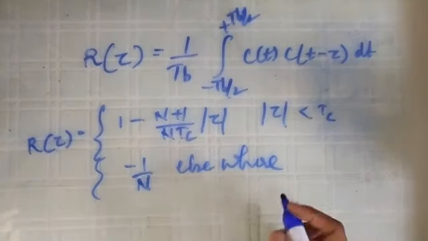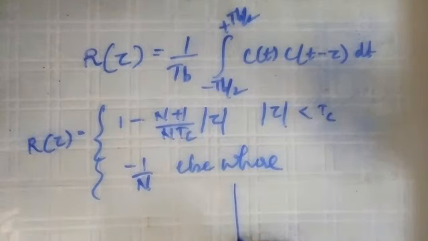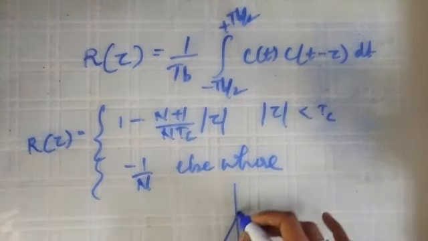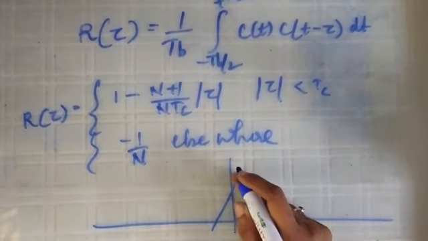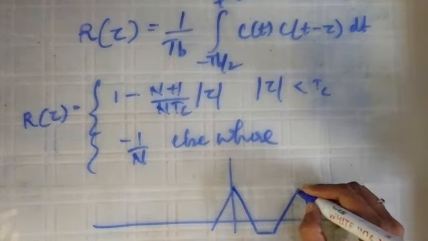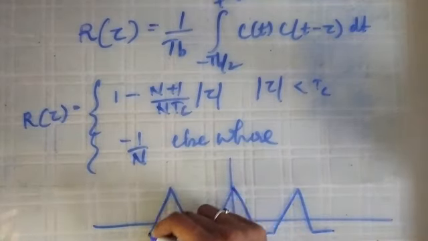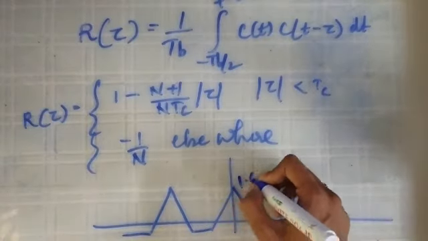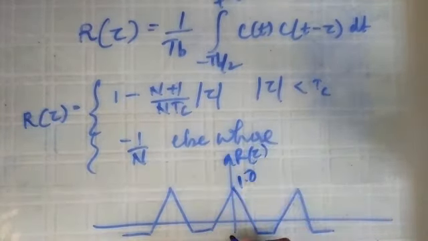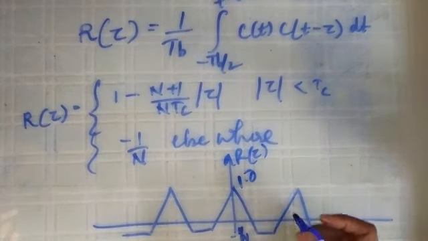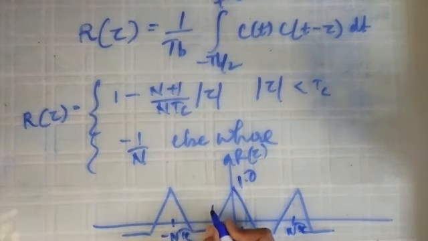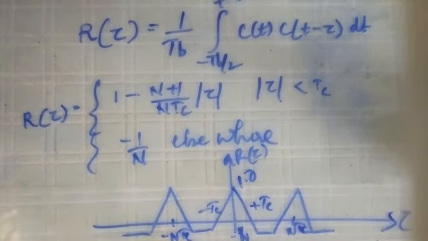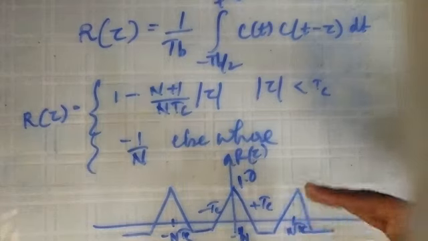Now if you plot this function, how are you going to get it? If you plot it, we are going to get it this way, where this is 1, this is R of tau, you have minus 1 by N over here, this is N Tc, this is minus N Tc, this is minus Tc, this is plus Tc. If you plot this equation, you get this kind of a signal. This is R of tau.